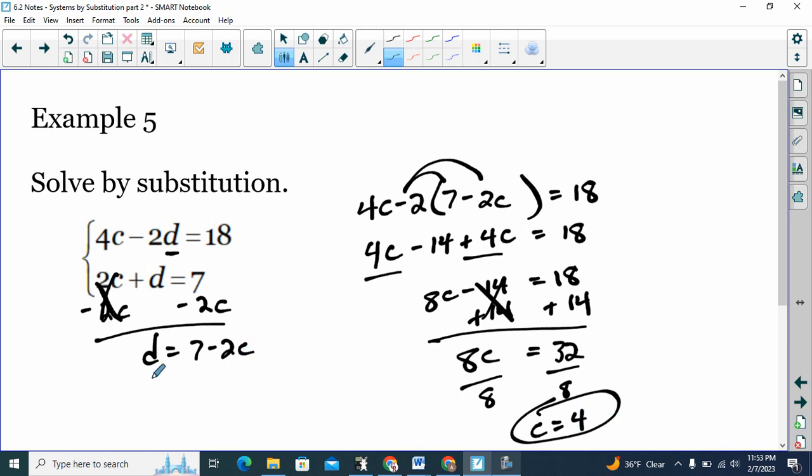Plugging in 4 for my c, right here would be easiest. 2 times 4 is 8. 7 minus 8, d equals negative 1.